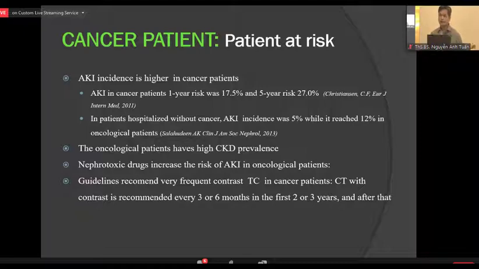Thứ tư, đối với bệnh nhân ung thư thì phải thực hiện nhiều kỹ thuật chẩn đoán và theo dõi trong quá trình điều trị của bệnh nhân.